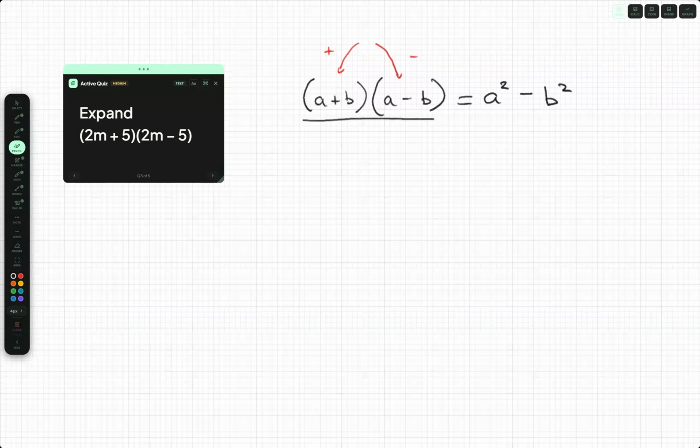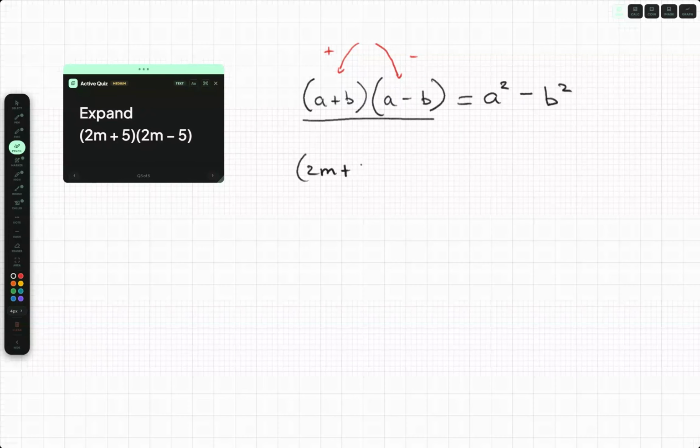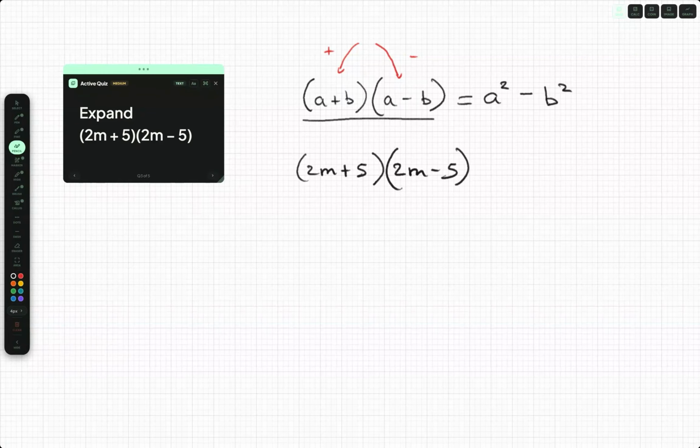All right, next one. So we have 2m plus 5 times 2m minus 5. We've seen these are exactly the same except for the sign, and then we notice it's difference of squares. So all we do is take the first term, 2m, and we square it, minus the second term, which is 5, and then we square it. Okay, so the negative is recognized by the second sign. You don't have to take that into consideration. 2m squared is just 4m squared minus 5 squared, 5 times 5, which is 25.